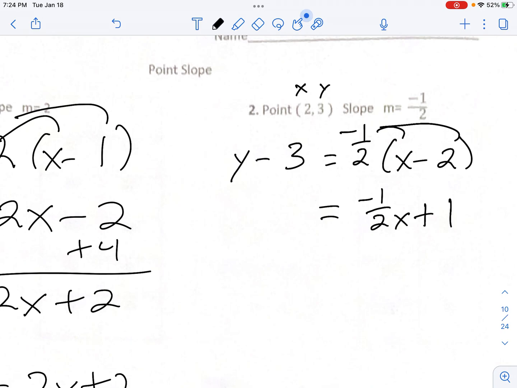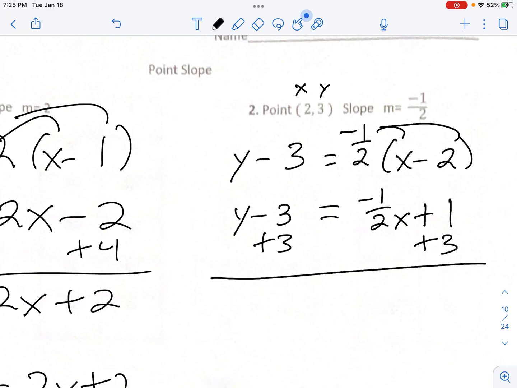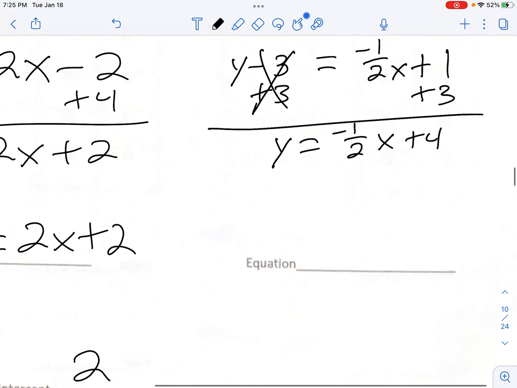All right? So now, the last step, what we're going to do is drop this down. Since it's a negative 3, we're going to add it to the other side. That way, that goes away. So y equals negative 1/2 x plus 4. So that's my equation.